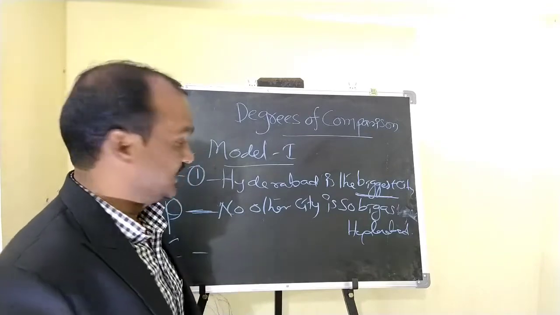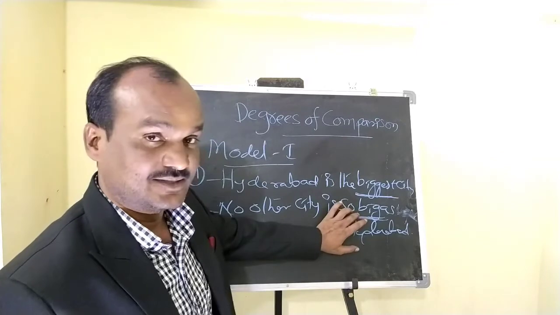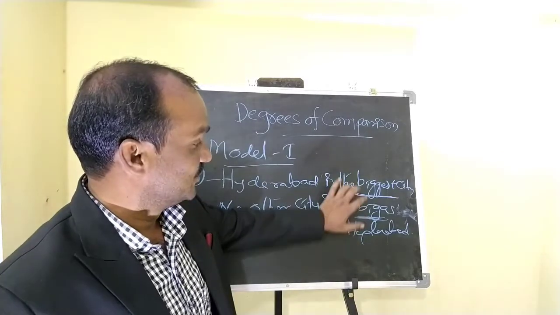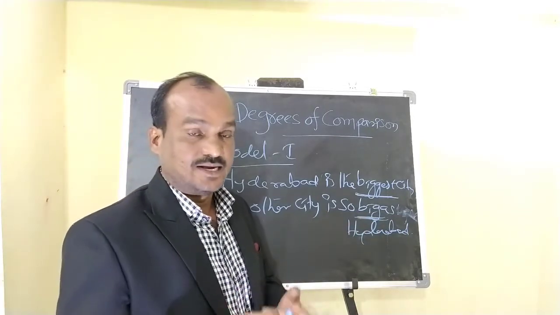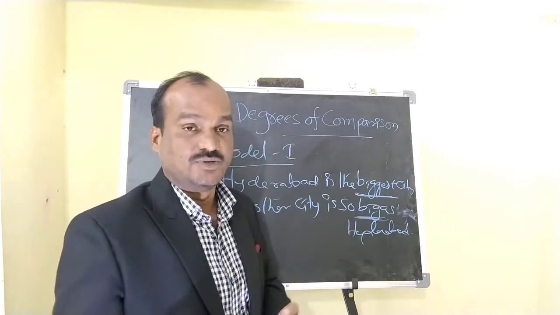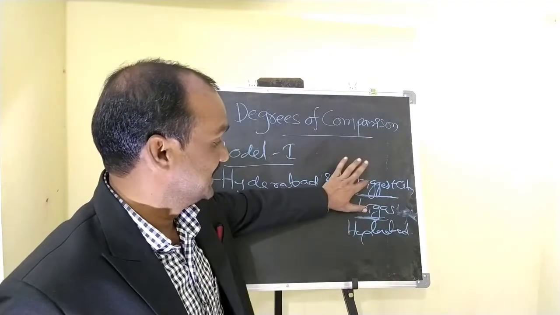So this is positive degree. You see here the form of the adjective big. Generally, the form of the adjective biggest in positive degree is big. So we need to write the sentence in positive degree. The adjective form should be big.